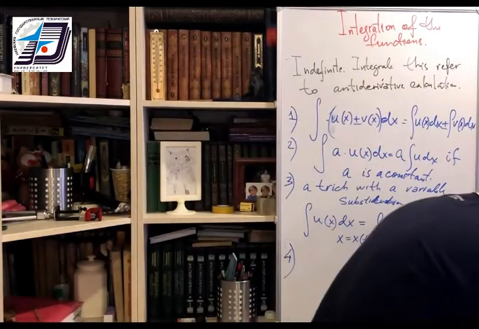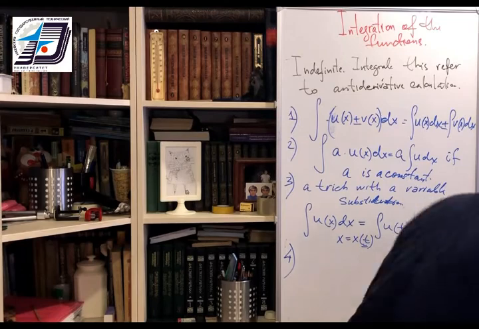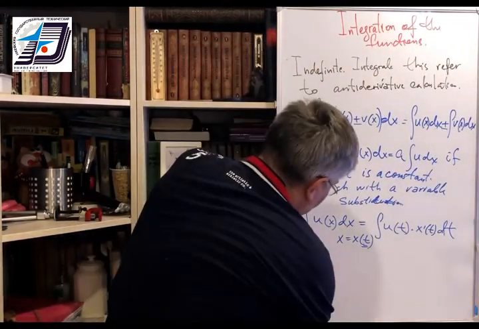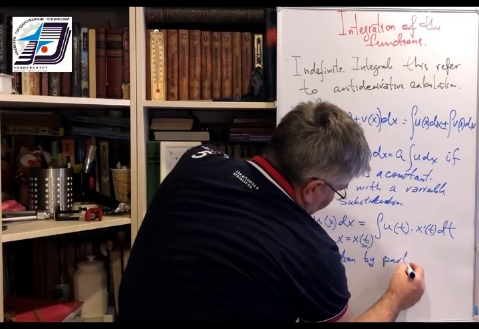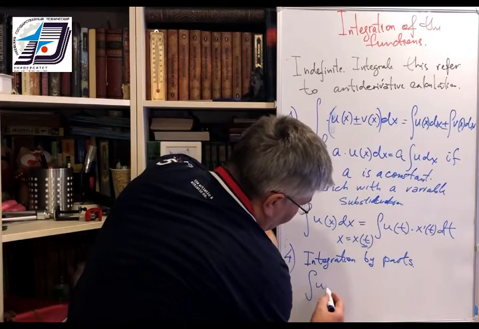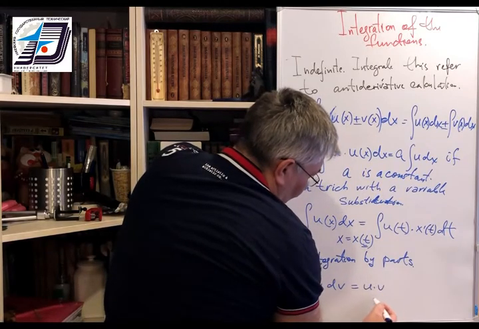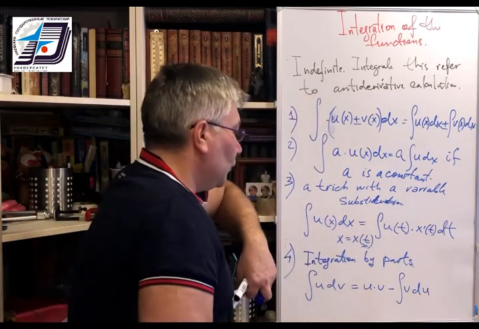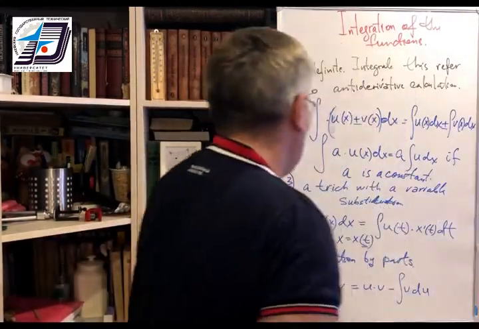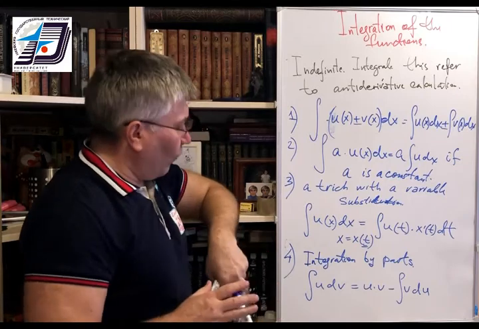And the last one is so-called integration by parts. For example, you have the integral of u dv, and you can make it u times v minus the integral of v du. You can use this formula by parts.